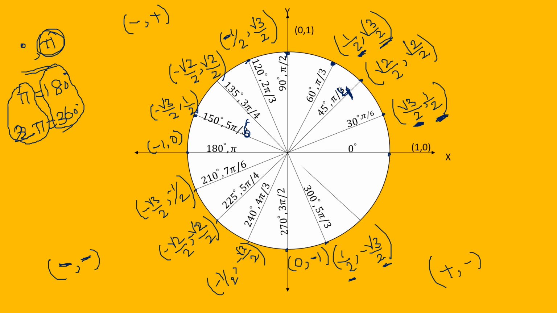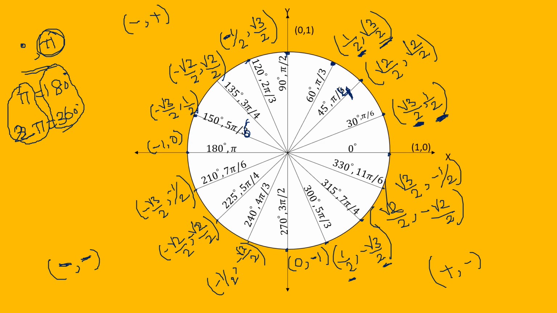That is the reason. And after 300 degree we have 315 degree, that can be represented as 7 pi by 4 in case of radian. So the value for this is root 2 by 2 comma minus root 2 by 2, and the next degree is going to be 330 degree, which can be represented as 11 pi by 6 in case of radians. The value is root 3 by 2 comma minus 1 by 2.